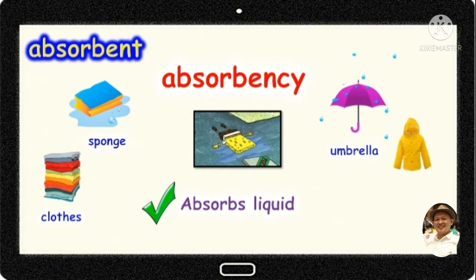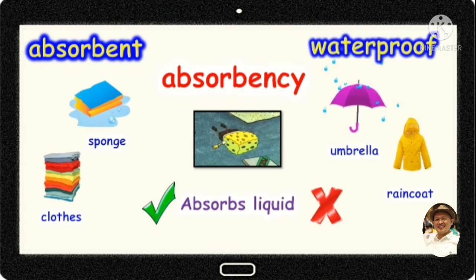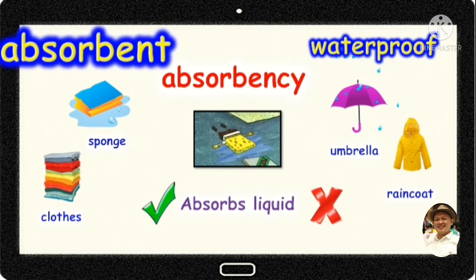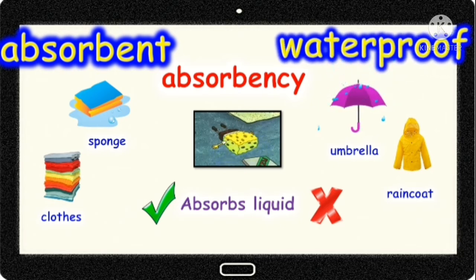Umbrella and a raincoat cannot absorb liquid because they are waterproof materials. Sponge and clothes absorb liquid because they are absorbent materials. Umbrella and raincoat cannot absorb liquid because they are waterproof materials.